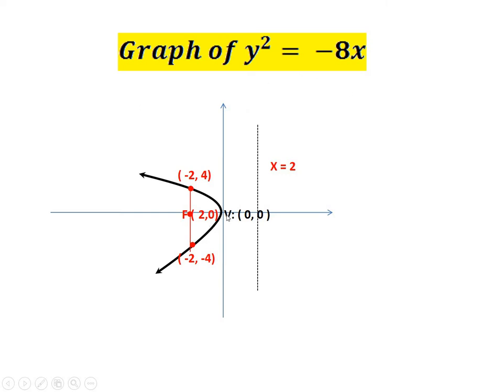Here is the vertex, 0, 0. The focus is negative 2, 0, and your directrix is at the right, x equals 2.